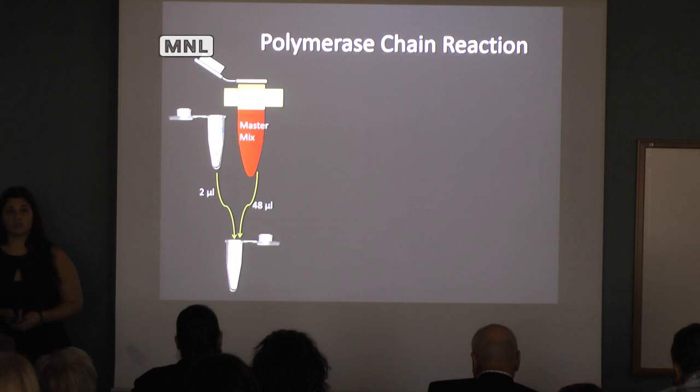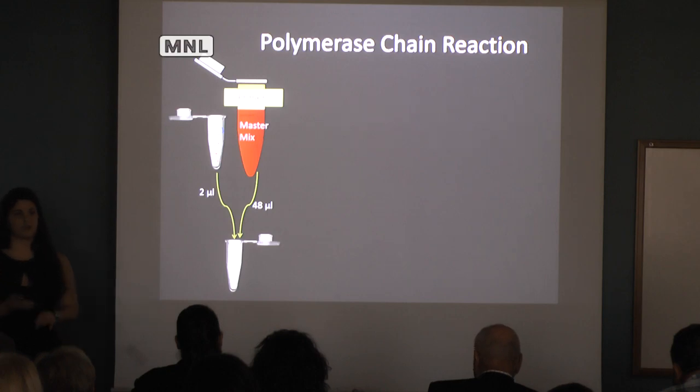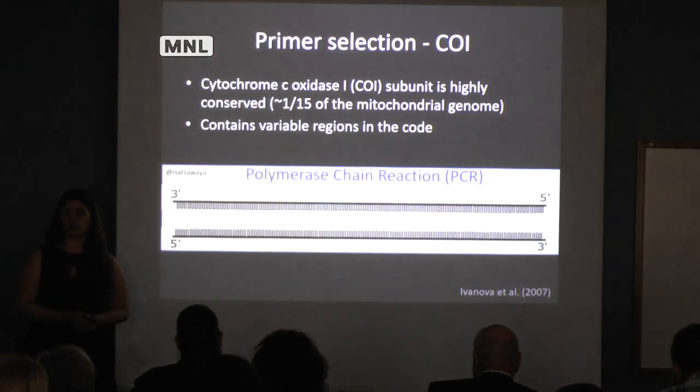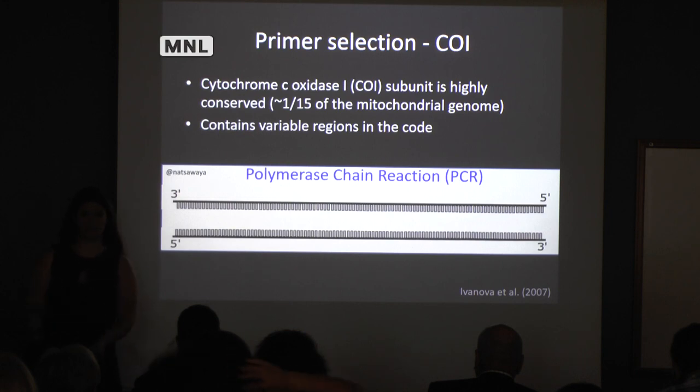I then do what's called a polymerase chain reaction. In a polymerase chain reaction, we add some DNA, we add primers and a master mix in order to elongate the DNA over and over again. And we use primers that are called CO1. CO1 stands for cytochrome C oxidase 1 subunit. It's a highly conserved part of all animal mitochondrial genomes. This is about 1/15 of the whole mitochondrial genome. It's a very small portion, about 600 base pairs or 600 letters in length.